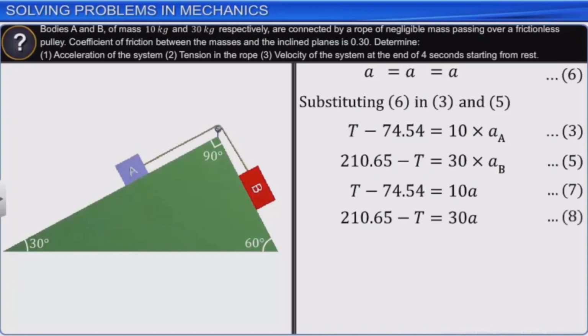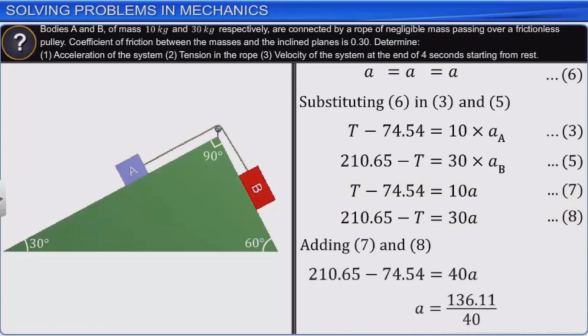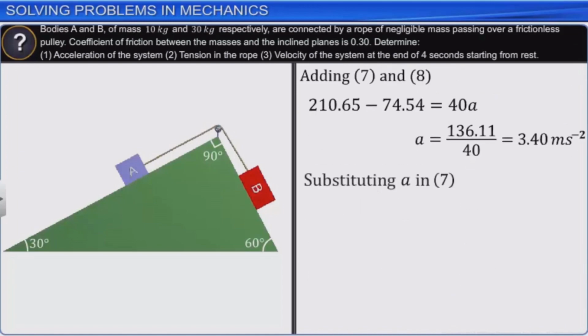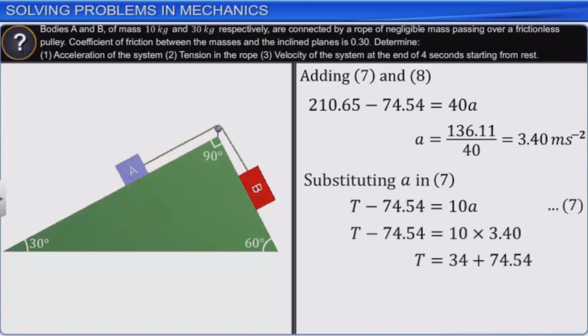Equations 7 and 8 are simultaneous equations with two unknowns, which are T and A. Adding these equations and solving, we get acceleration as 3.4 meters per second squared. Substituting the value of A in equation 7 and simplifying, we get the tension in the rope T as 108.54 newtons.